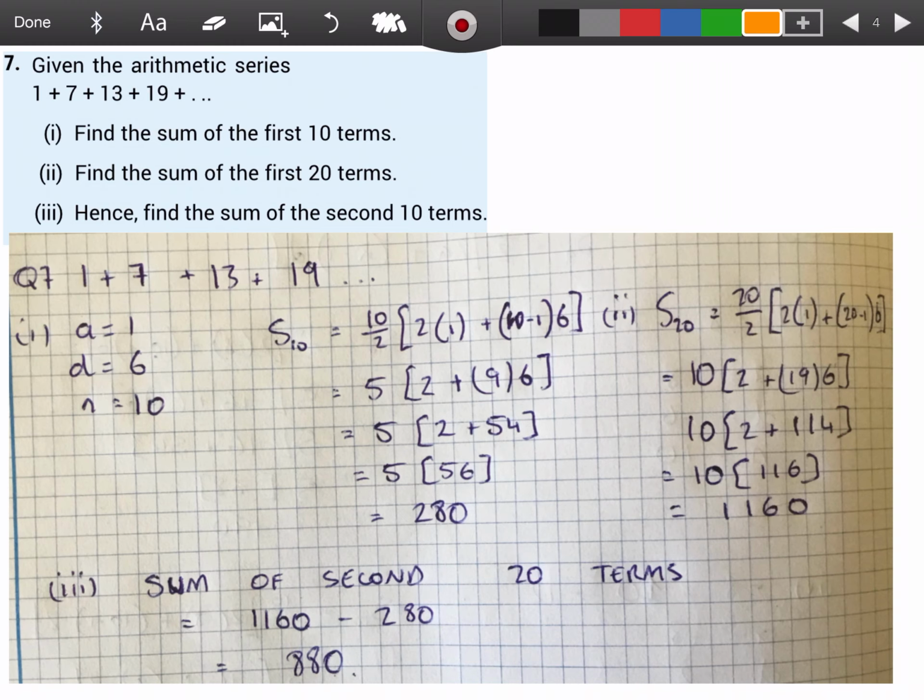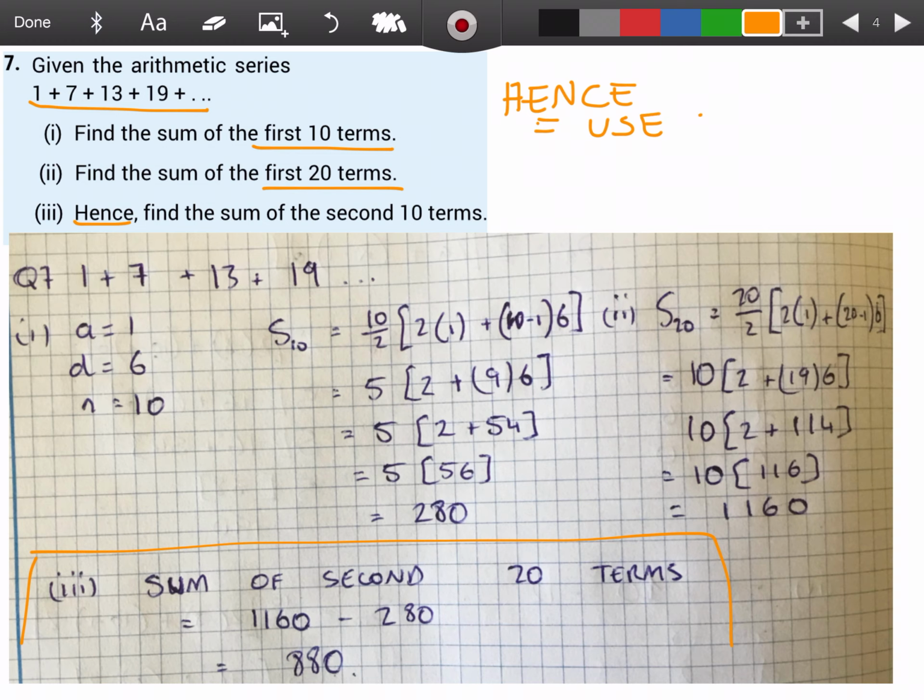Finally, question 7. Very, very similar to what we were doing in question 1, question 3. It's just this little bit at the very end is a bit different, okay? So we've given you a series. It's asking you to get the sum of the first 10, the first 20, and then it says hence. When we talk about hence, okay? Hence generally means that we have to use info that we've gotten in the previous parts. So we've got to use something that we've learned, or something that we've worked out previously.